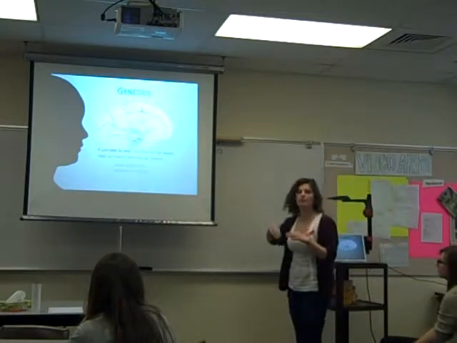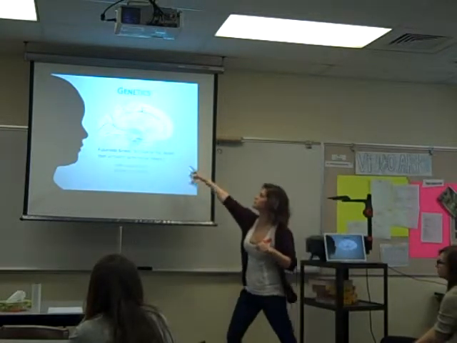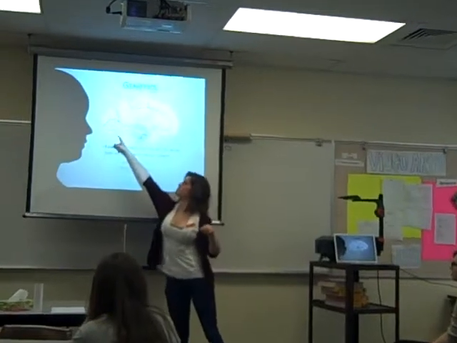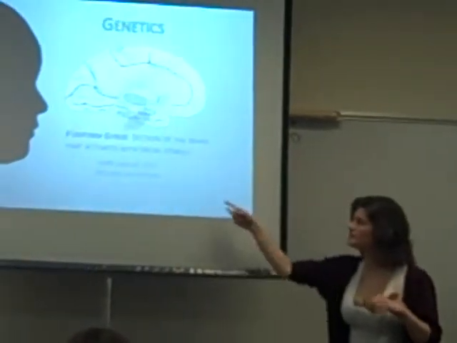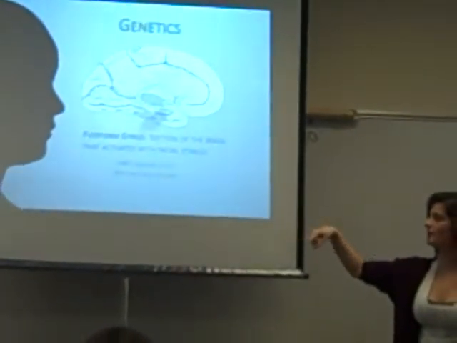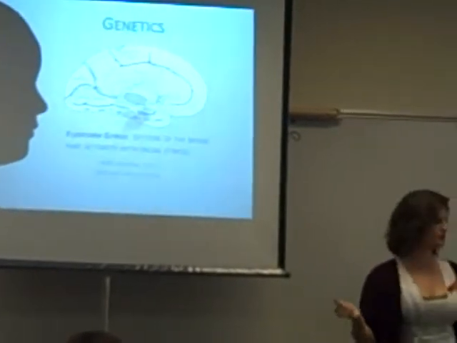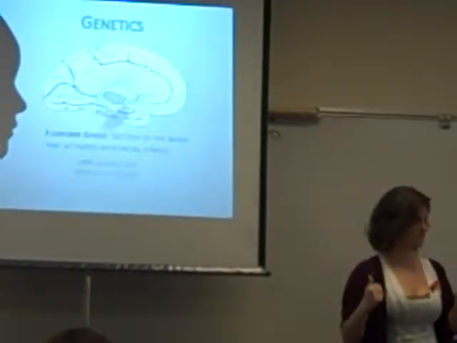The actual part of the brain that deals with facial recognition is the fusiform gyrus, which is down here. And they've done a bunch of tests through MRIs. Who knows what an MRI is, or can explain it pretty well?